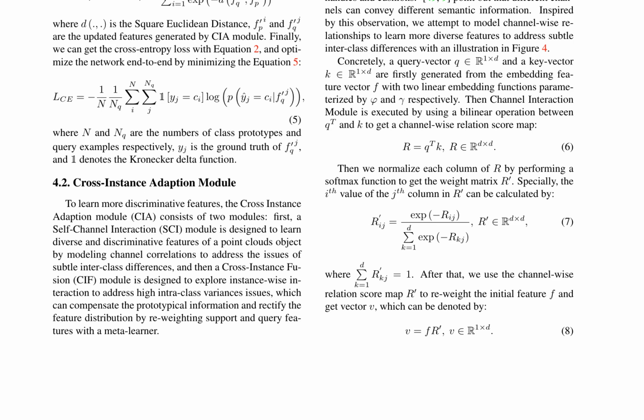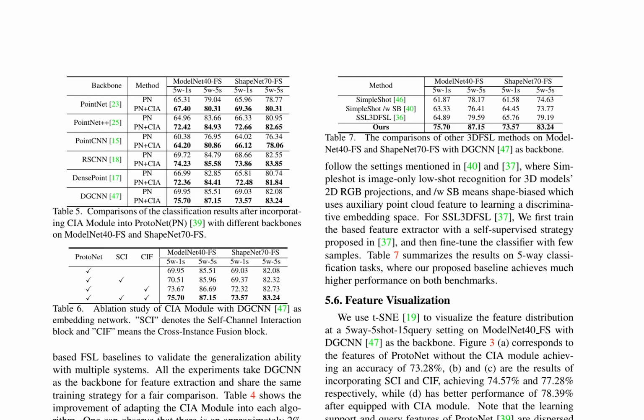The framework is trained end-to-end by minimizing the cross-entropy loss, and the authors evaluate its effectiveness by comparing it with state-of-the-art few-shot learning algorithms on two 3D point cloud classification datasets. The results demonstrate the superiority of the proposed framework in addressing the challenges of 3D few-shot point cloud classification. The study also introduces a strong baseline using ProtoNet with DGCNN and a novel CIA module, which achieves significant performance improvement with different FSL algorithms and can be adapted well into different backbones.